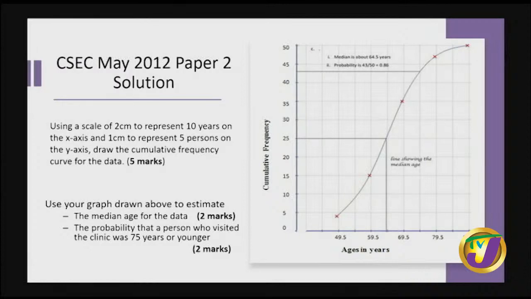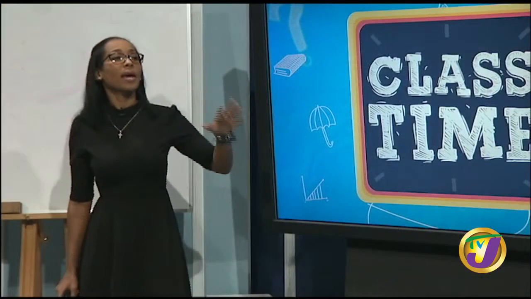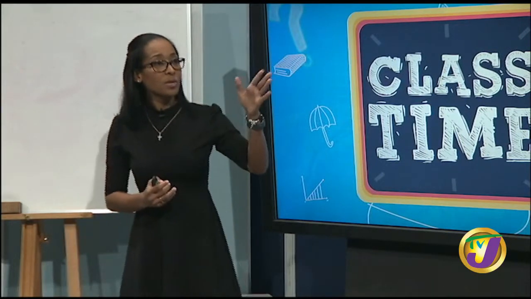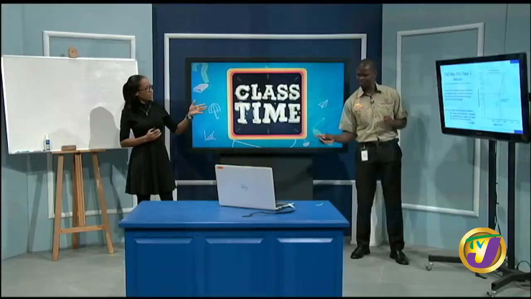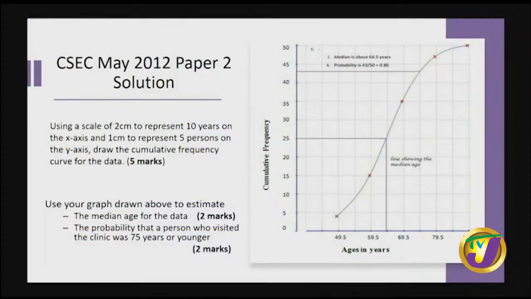So we find 75 on the x-axis, go up to the curve, and then out. That's approximately 43 on my y-axis, which means it would be 43 out of? Out of the 50. It's 50, not 60. So 43 out of 50.